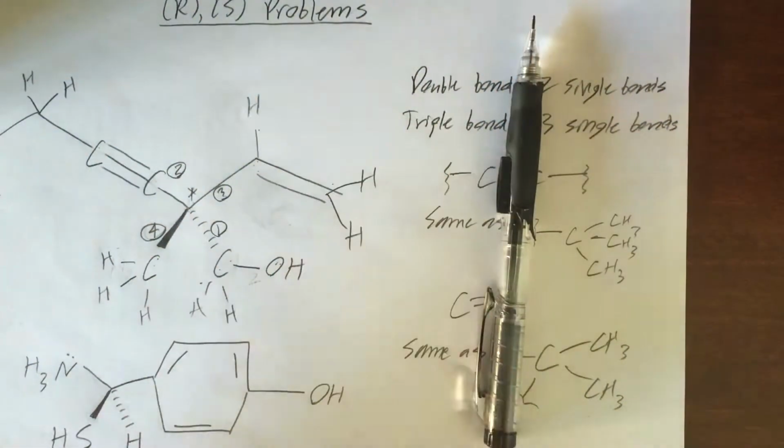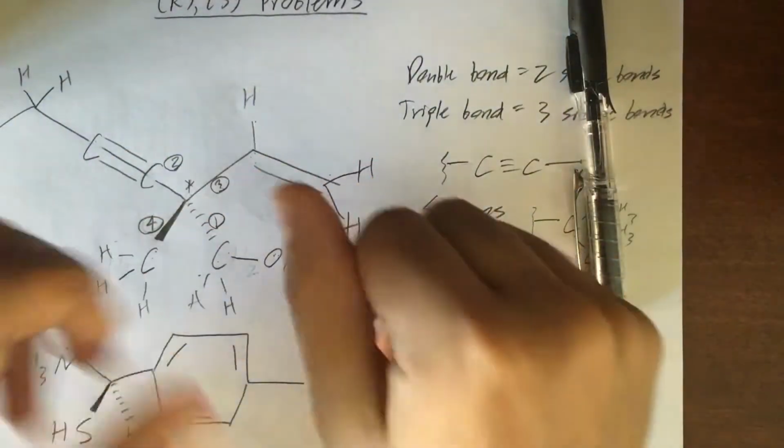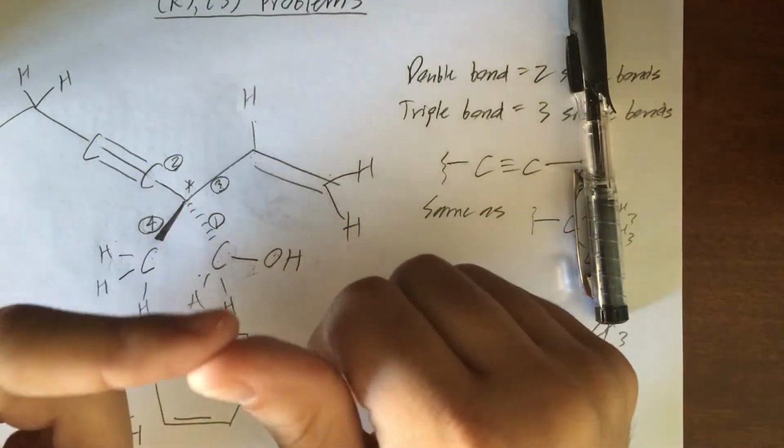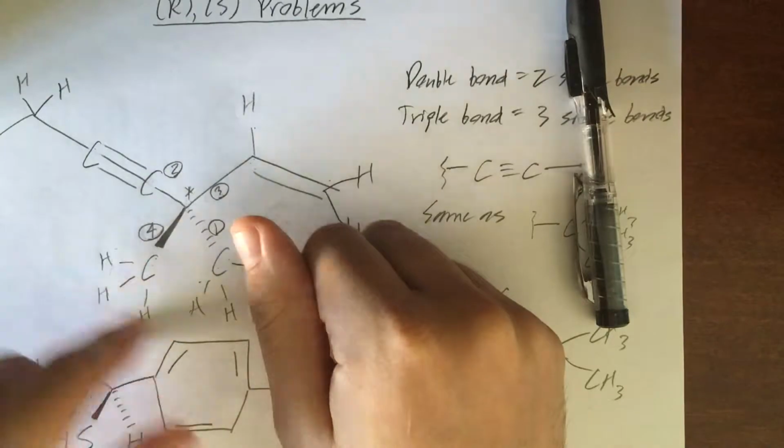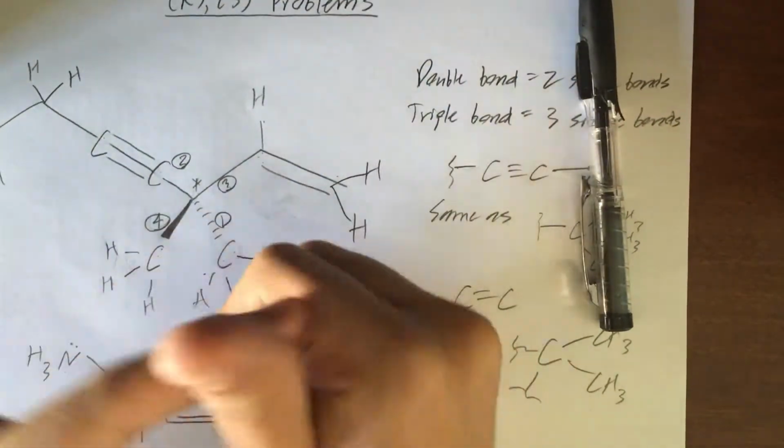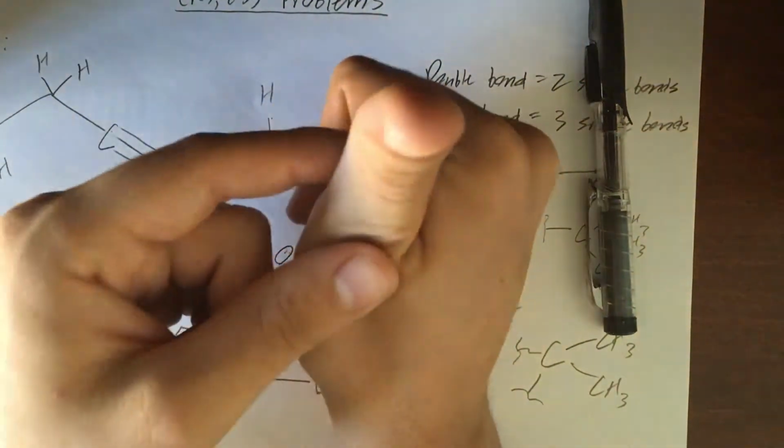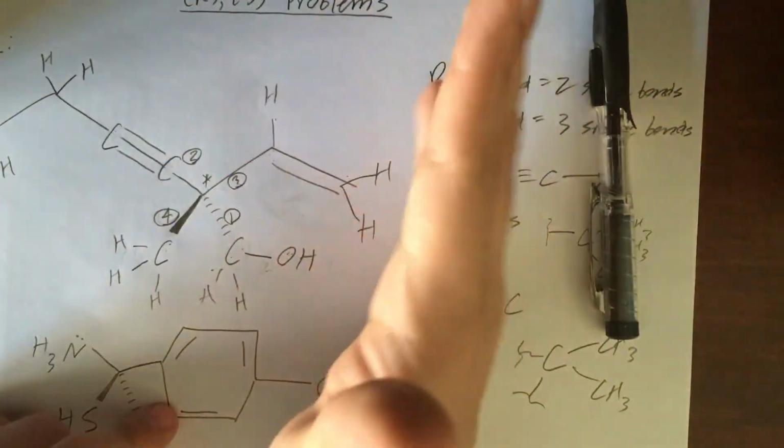So now we've assigned our 4 priorities, and now we take our right thumb, we point it in the direction of the lowest priority substituent, which is going to be the methyl group over here. It's going to be priority 4. So since it's a black wedge, you point your thumb out of the page, and now you point your fingers in the direction of 1.